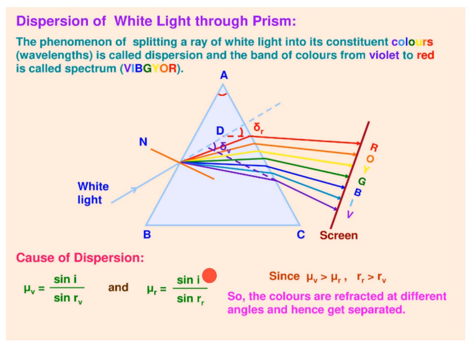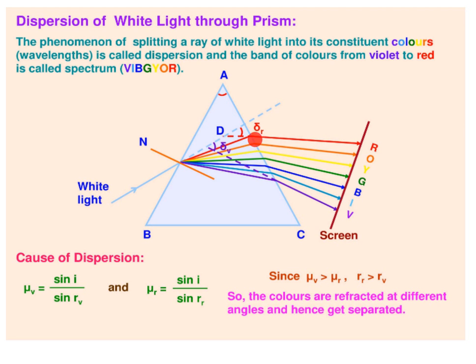What is I? I is the angle of incidence, and RR is the angle of refraction for red color. Since mu V is greater than mu R, that means the refractive index of violet color must be greater than the refractive index of red color. Let us see here.